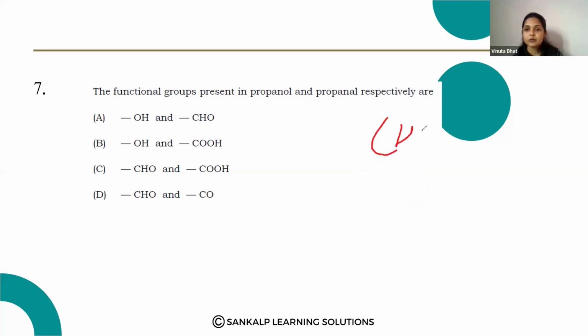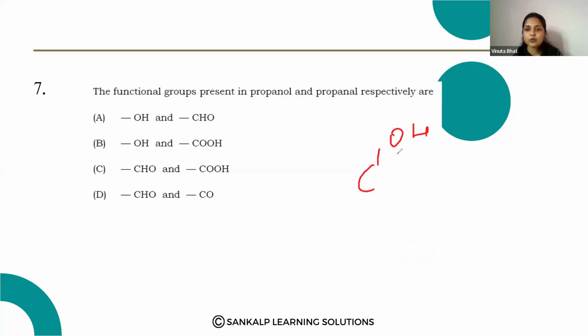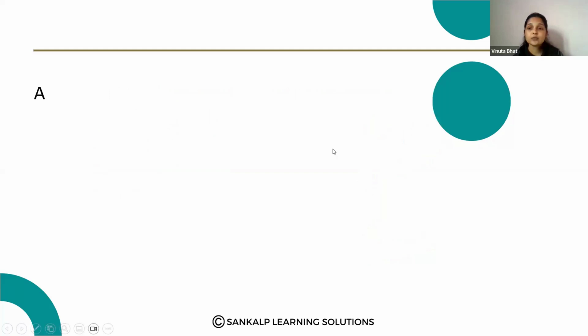Okay. So if the aldehyde group is attached, that is C double bond O, and H, like it is represented. If the alcohol group is there, the OH group is directly attached. So propanol means the OH group, propanal means the aldehyde group. Sorry for the wrong information. Please change it once again. Option A is the correct answer, that is OH and CHO. Option A, OH means propanol, that is the alcohol group. Propanal means the aldehyde group.